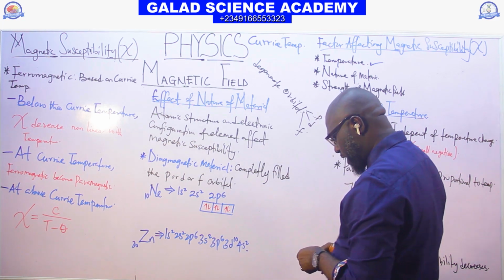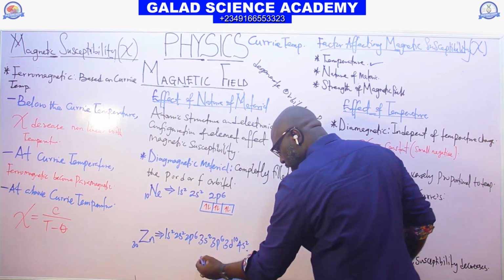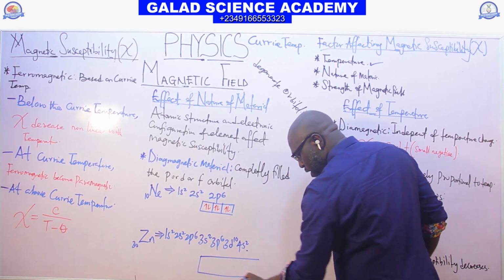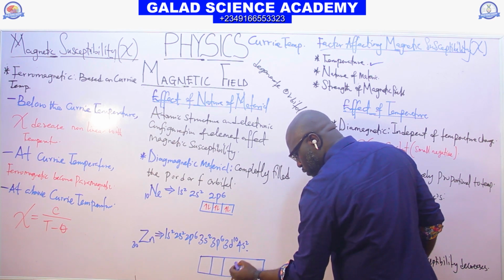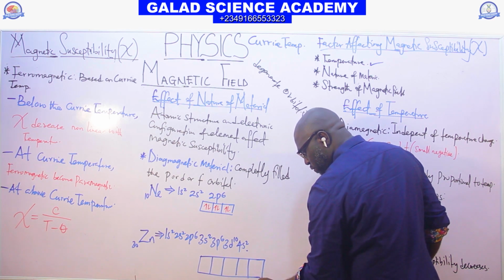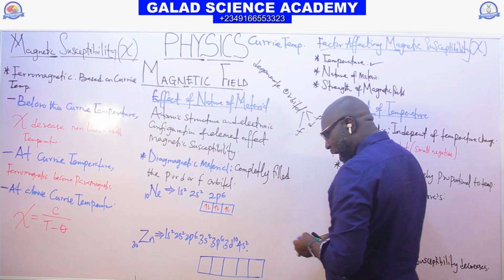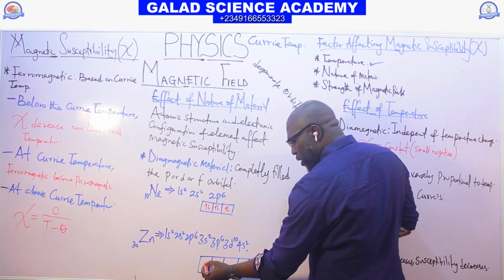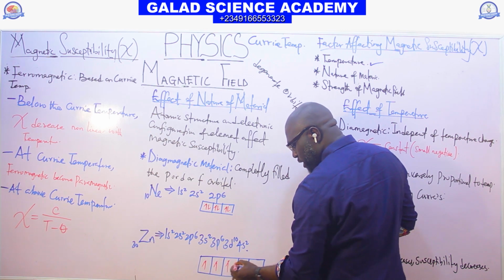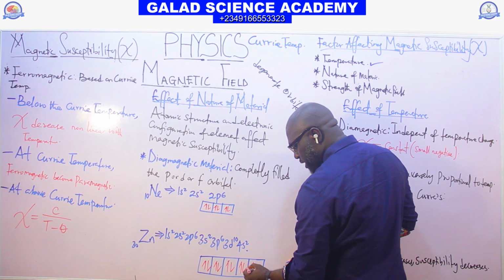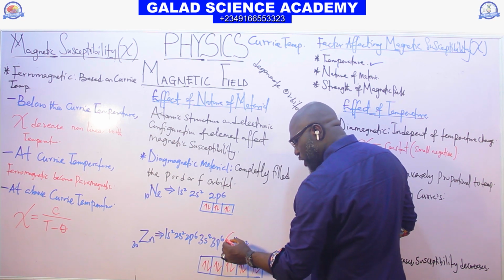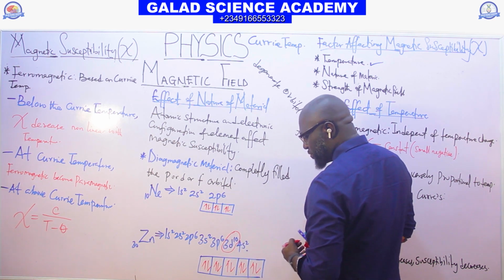Check this for zinc, by drawing the d orbital here. We have how many? 1, 2, 3, 4, 5. So the d orbital has 10 electrons. Check it here: 1, 2, 3, 4, 5, 6, 7, 8, 9, 10. So the d orbital here is completely filled.